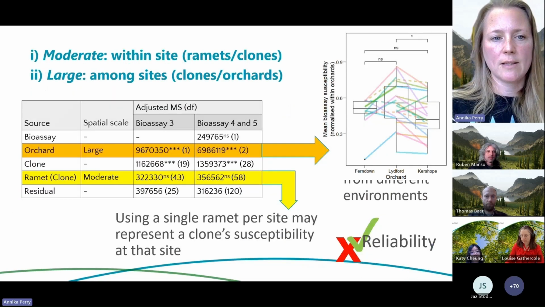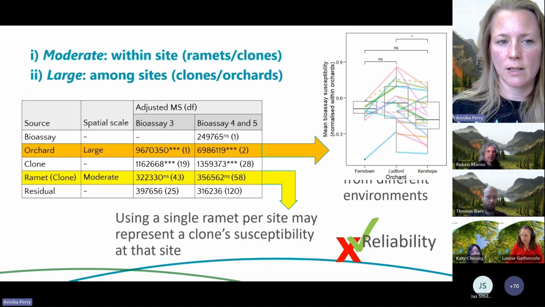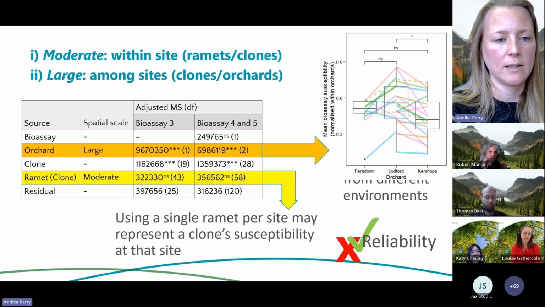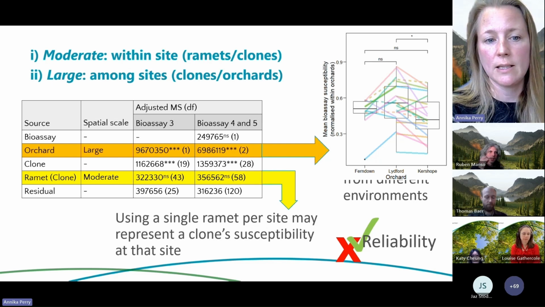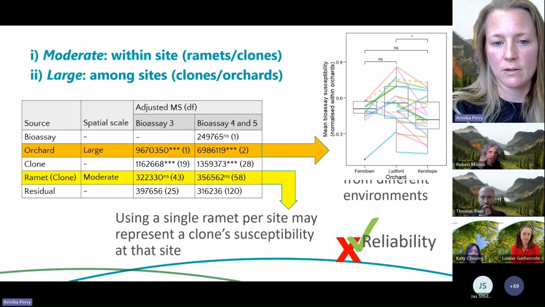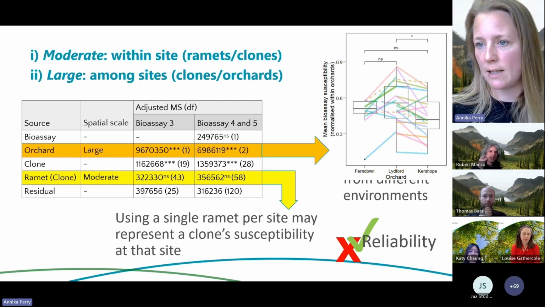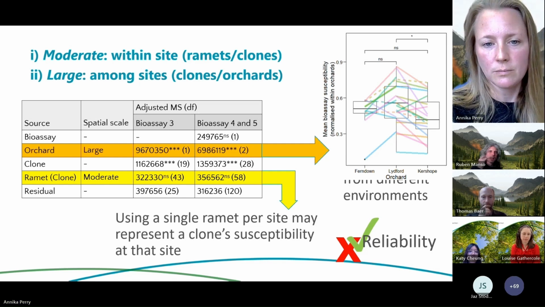And then I looked at moderate and large spatial scales. You can see that for the moderate spatial scales, so this is looking at the difference among ramets of the same clone, there isn't a significant difference. So it suggests that using a single ramet per site may actually represent a clone's susceptibility at that site. The caveat being that orchards show highly significant differences.